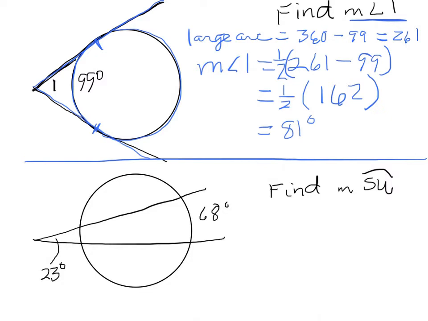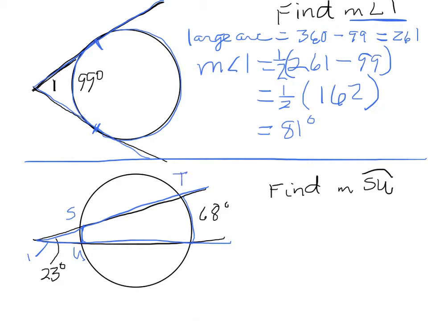So let's look at the next problem. The next problem is a little bit trickier. And what we see on this problem is that we have two secants, and that we know the measure of this arc is 68. We don't know the measure of this arc, which is actually arc SU. And we know the measure of the angle is 23. So let's also call this angle 1.